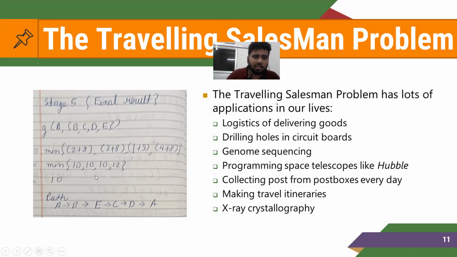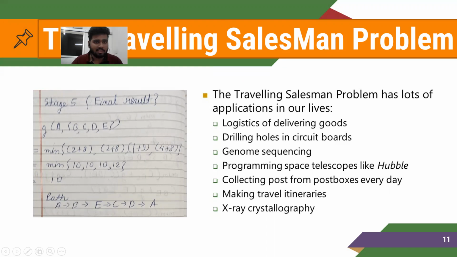So in these four values, we will be taking the minimum value from these four functions. So the minimum value is 10. So 10 is the minimum cost of traveling for the salesman. And the path is from A to B, B to E, E to C, C to D, and D to A. So this ends our calculation for the traveling salesman.